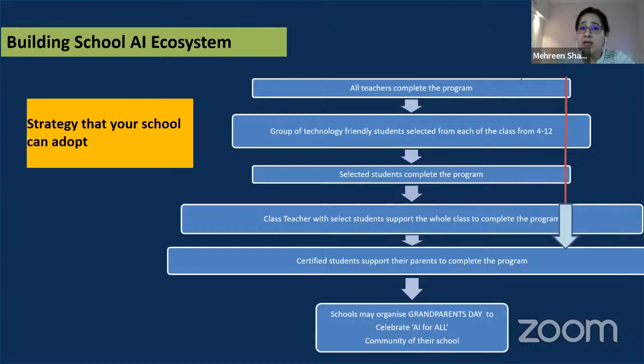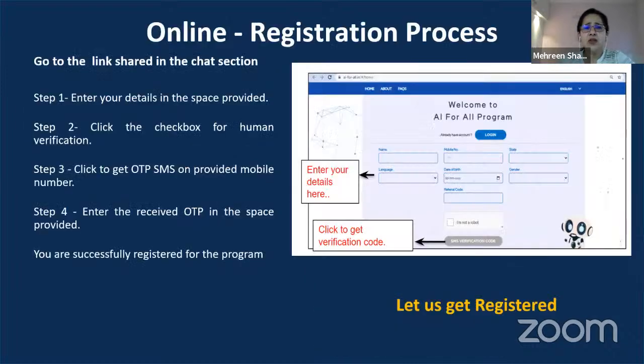And then you can take it to the community also. We have Grandparents' Day. We have so many events in our school. So we can take this forward with them also. They also will be very excited to do it. So schools may organize Grandparents' Day to celebrate AI for all community of their school. So like that. Now in just a few seconds, we will start with the registration process.